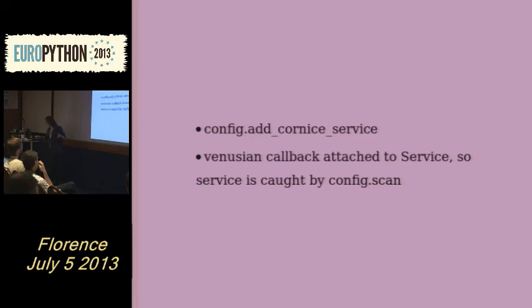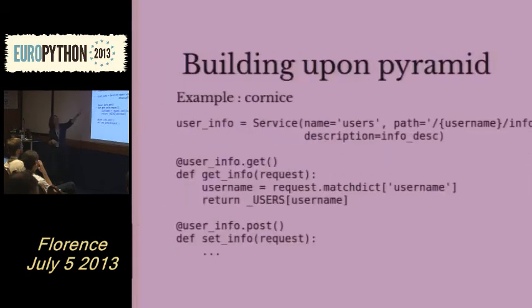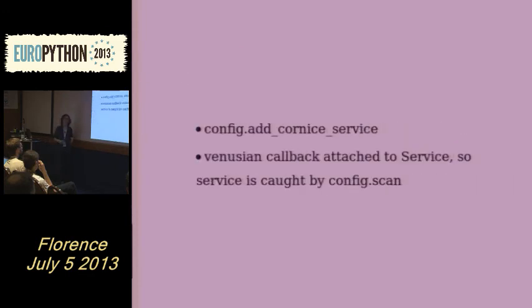So to create my API with Cornice, I just define all this. I create a configurator, I call config.scan, and that's it. And this is possible because of Pyramid's extension system.